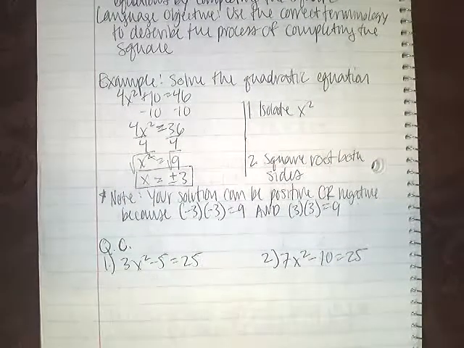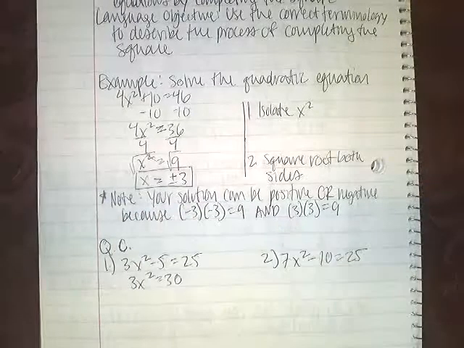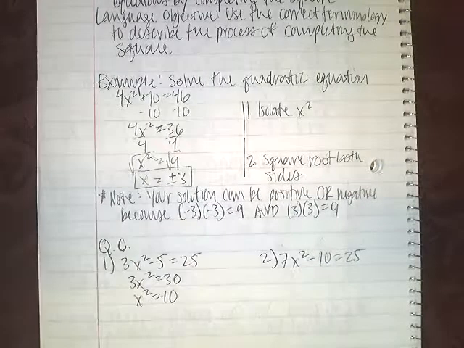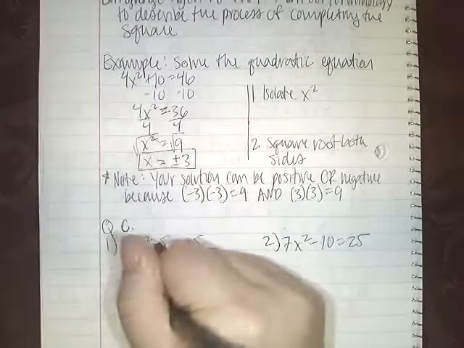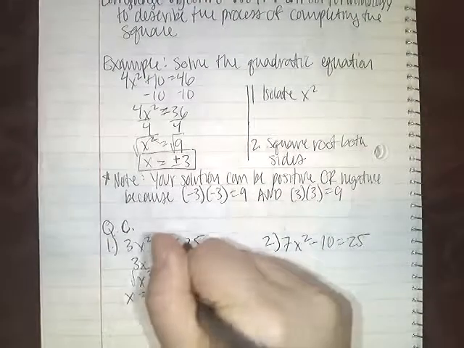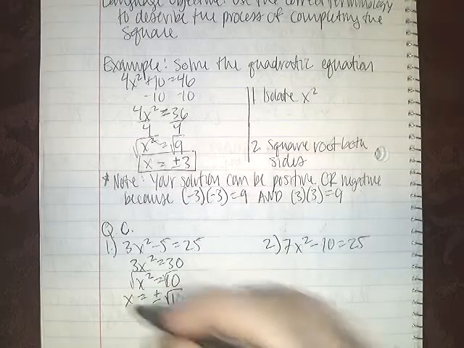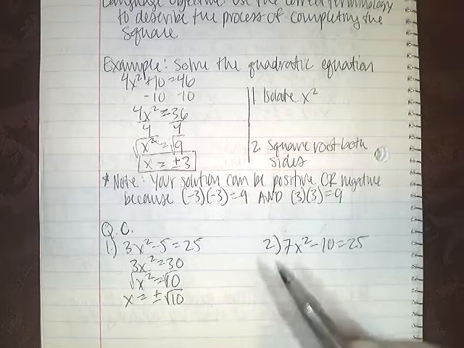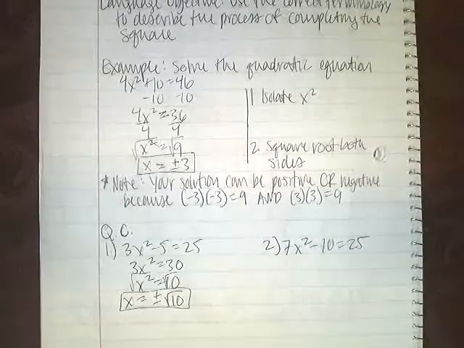We start by moving the 5 to the other side, so I have 3x squared equals 30. I divide both sides by 3, and I get x squared is equal to 10. Then I take the square root of both sides, and I get x is equal to positive or negative square root of 10. That can't be simplified, and since I don't want to write out an irrational number, I'd rather leave it as a square root than write a rounded or truncated decimal. So I'll leave it like this as my final answer.